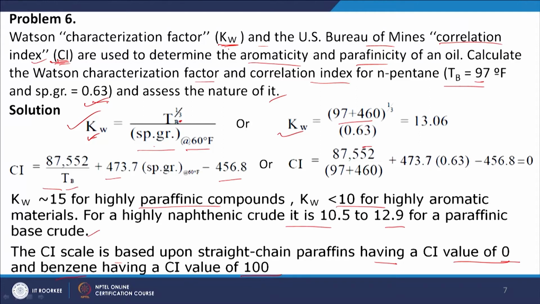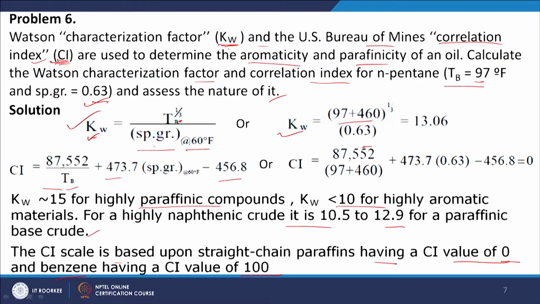Kw is this. So, what is Tb? True boiling point, it is given 97 degree Fahrenheit. So, this Tb is not in degree centigrade or Fahrenheit, it is in Rankine. So, we have to add 97 plus 460. So, this Rankine to the power 1/3 divided by 0.63, that is specific gravity, it is given. So, we are getting 13.06.